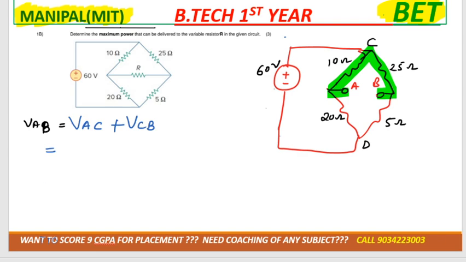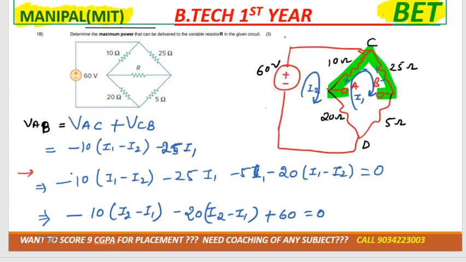Now proceed further. So VAC would be, as I told you, you have to take the second sign every time. So minus 10 (I1 minus I2) minus 25 I1. Okay. After solving these two equations, can we get the values for I1 and I2? And we can substitute them, then we'll get the value for VAB. I don't know the answer. Okay, I picked this question from the paper. So you can solve it and then send it to me.